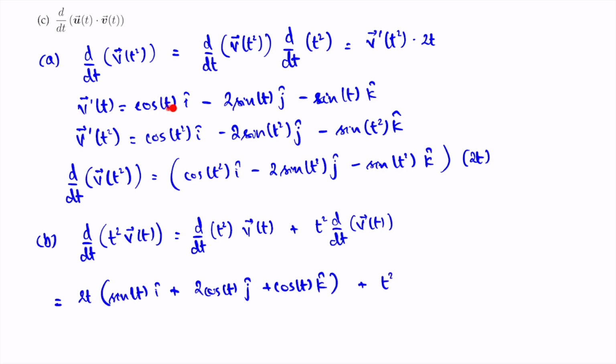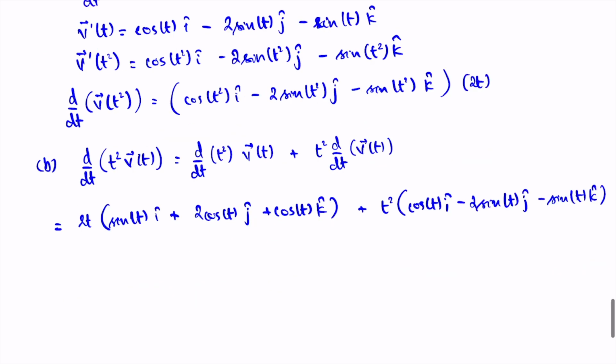So the derivative of v of t we already got, which is up here. That is equal to cosine of t i minus 2 times sine of t j minus sine of t k. So it's very straightforward calculations. And now the next step is to expand everything and then combine like terms. Anything related to i, you combine together. Anything related to j, you combine together. And anything related to k, you combine them together.